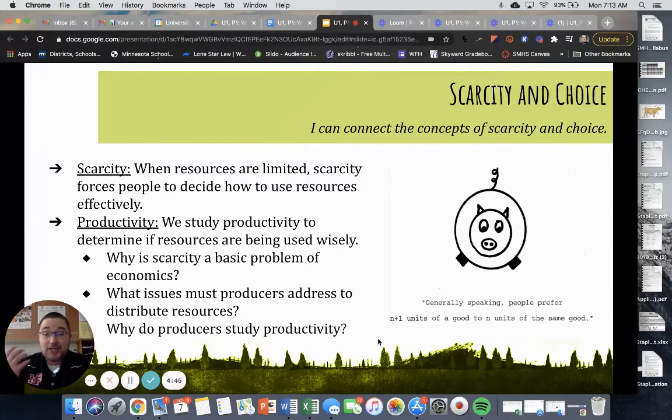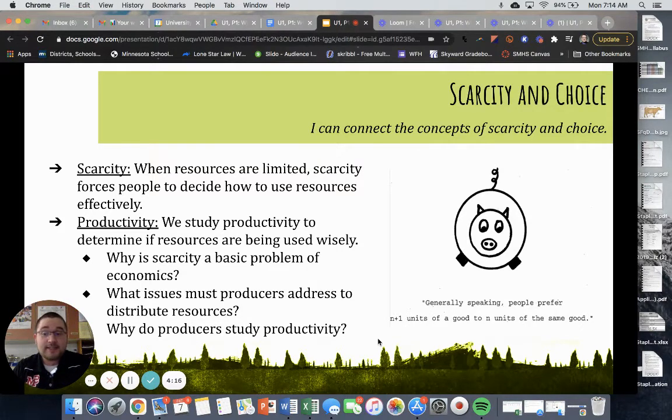The first is scarcity, and some of us have probably heard of scarcity or something as scarce or rare in the past. Scarcity can broadly be defined, though, as when resources are limited. Scarcity forces people to decide how to use resources effectively. So when you're stranded on an island, or you're home alone for the weekend or whatnot, and you have those limited resources available, you have to ration them out and make sure that you're using them in the appropriate manner to help better serve you and the people that are around you.